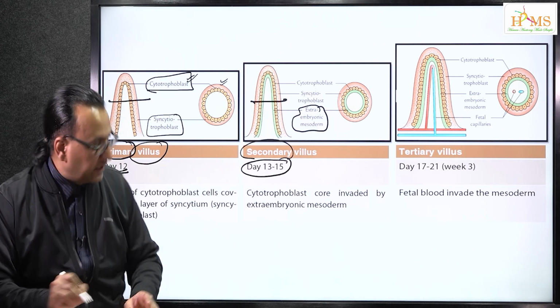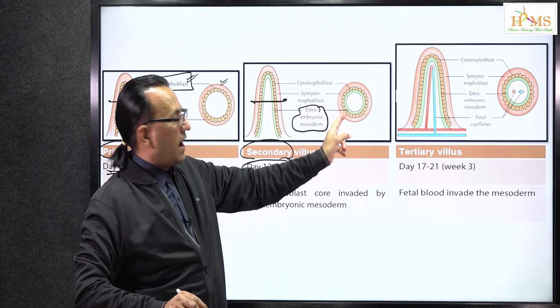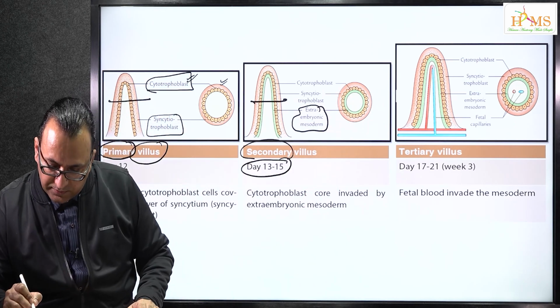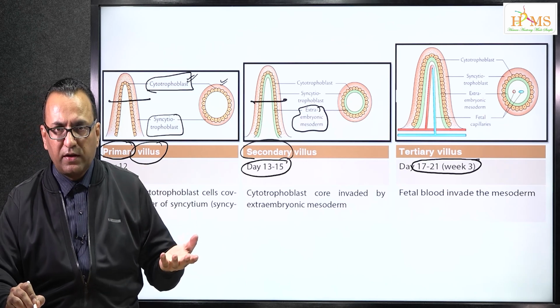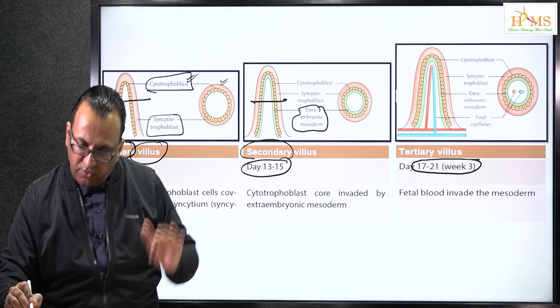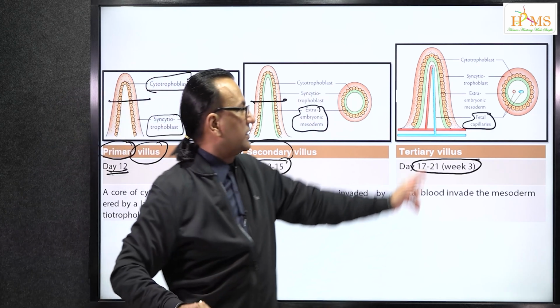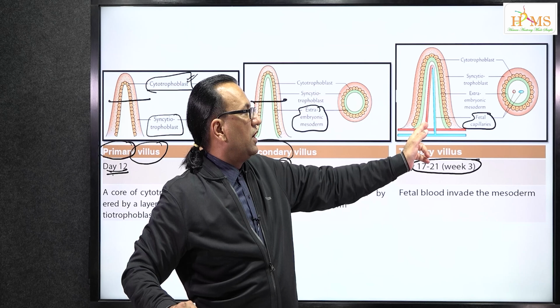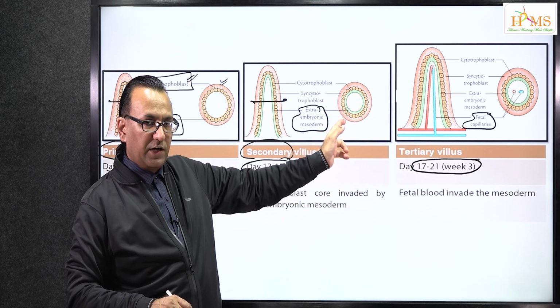And in a cut section, you can see the extra embryonic mesoderm is towards the interior. And when it comes to the third week, that is day number 17 to 21, third week going into fourth week, when the uterine placental circulation is also getting established, we have got the fetal blood vessels now, and the fetal placental circulation is established.